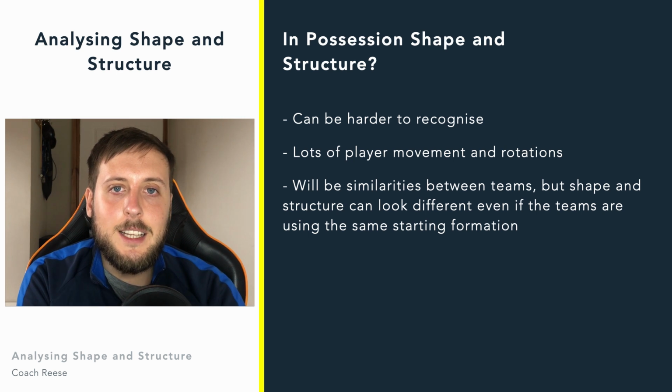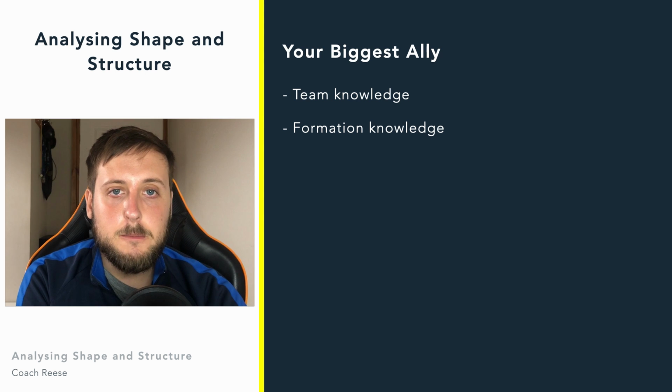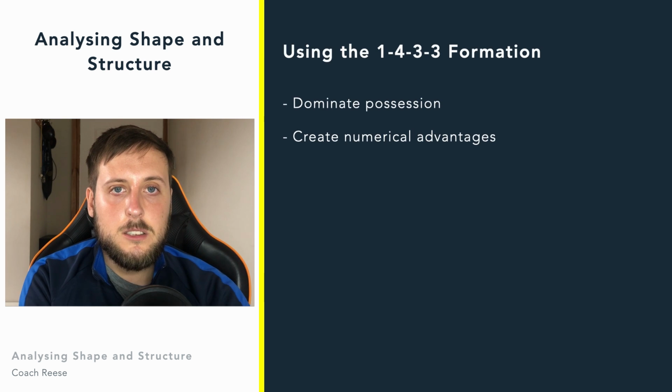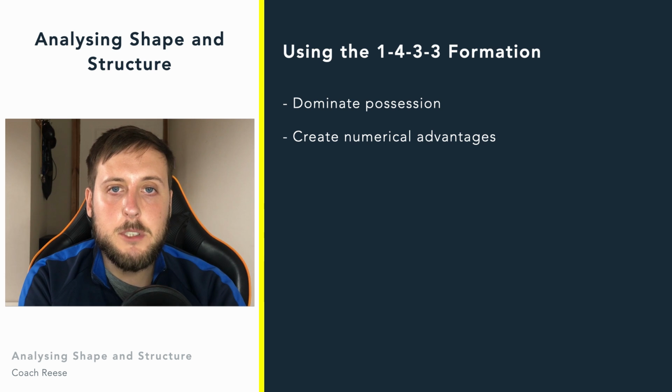So your biggest ally with in possession shape and structure, and being able to recognise that when conducting a match analysis, is team knowledge and formation knowledge. If you've got both of these, it will really help you identify how the team's shape and structure is looking when they're in possession. What shape are they trying to use to build play with? So we're going to stay with the 4-3-3, and with knowledge of teams who use the 4-3-3, we can expect teams who use this formation to try and dominate possession. So this is where the team want to have their real success.